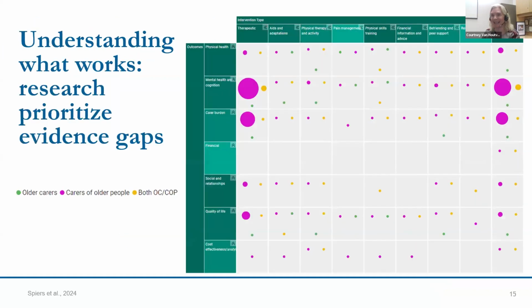Okay, I think I'm going to run out of time, but these are just some gaps where we could move next. We don't have a lot of evidence. This is a map of where the interventions are really focusing to support caregivers. It shows that the bulk of them are on how therapeutic and educational interventions help mental health and burden, but we have very little evidence on how system level interventions affect financial things, like financial information and advice interventions, or pain management interventions, or physical skills training on outcomes. So that's an area we can move.